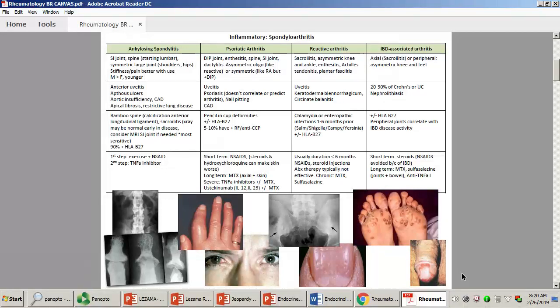Coronary artery disease, as you guys know, just expect CAD in anything in rheumatology. If you have some sort of autoimmune disorder, you're also going to have coronary artery disease, okay? Apical fibrosis with restrictive lung disease, this one's also a key thing. They get very pronounced apical fibrosis, and they oftentimes have a very restrictive spine. Once the ligaments completely fuse together, you don't have a lot of movement, so it can also cause a restrictive lung disease.